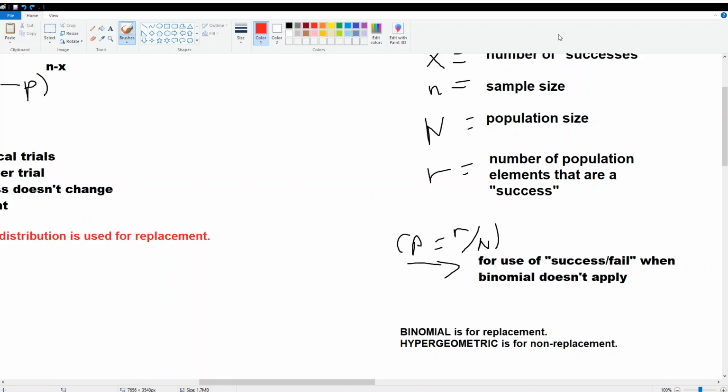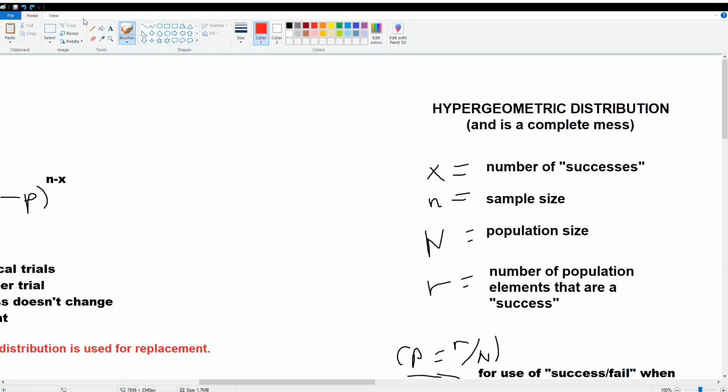Unless you're playing a house rule, which then is no longer Texas Hold'em. It's Texas, throw them away. But Hold'em and throw them away, not the same thing. Regardless, binomial is for replacement. Hypergeometric is for non-replacement. So, let's now zoom out.